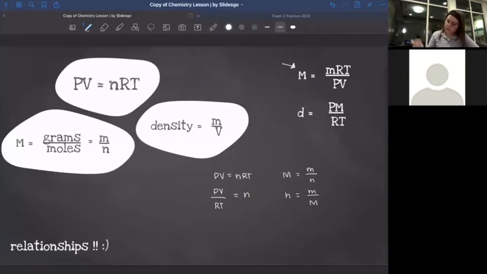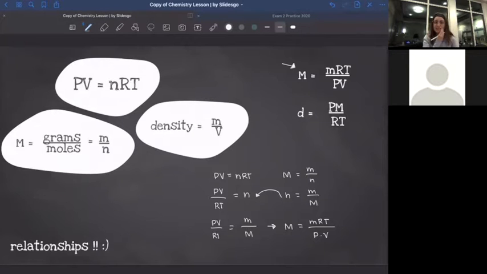From here, I can plug in this n right here. So then PV over RT equals the mass over the molar mass. And from here, I'm just going to straighten it all out, and what it'll end up looking like is M equals the mass times R, just our constant, times temperature over pressure times volume.